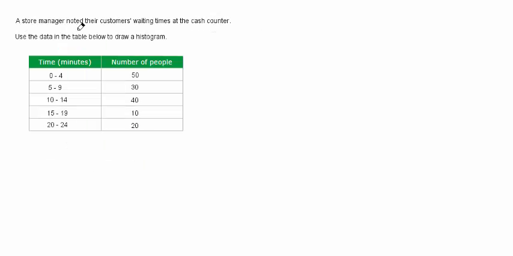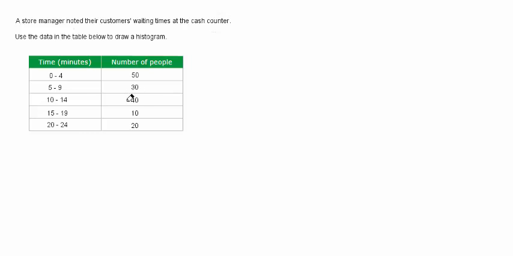Our store manager noted their customers' waiting times at the cash counter. Use the data in the table below to draw a histogram. And here comes the data. And it tells us that there were 50 people waiting at the cash counter for anything between 0 and 4 minutes. There were 30 customers waiting for anything between 5 and 9 minutes. It could be 5 minutes, or it could be 9 minutes, or it could be anything between 5 and 9.